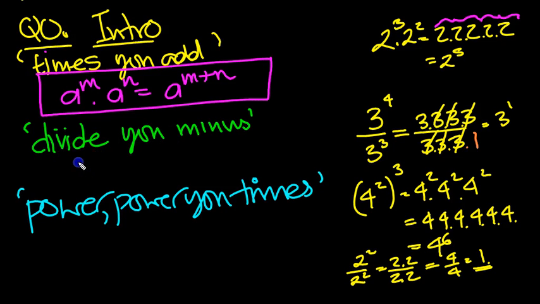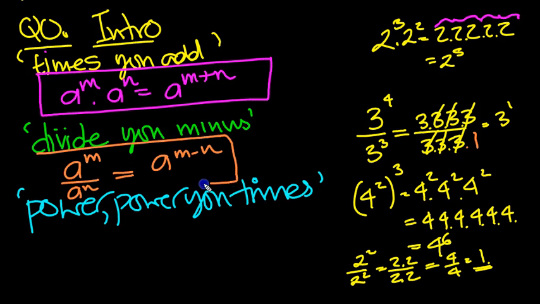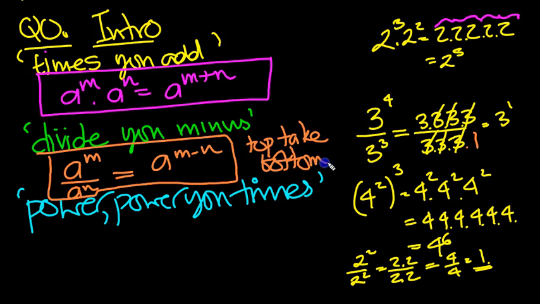So let's write that rule down then. It's a to the m divided by a to the n is equal to a to the m minus n. So there it is there. Okay, and that's divide you minus. And I also mentioned top take bottom, so be careful. It does matter which way around you do it. So it's top take bottom when you do that. So it was the 4 take the 3, and that was 1. So you do the m take the n that way round. Okay, so that's important as well.